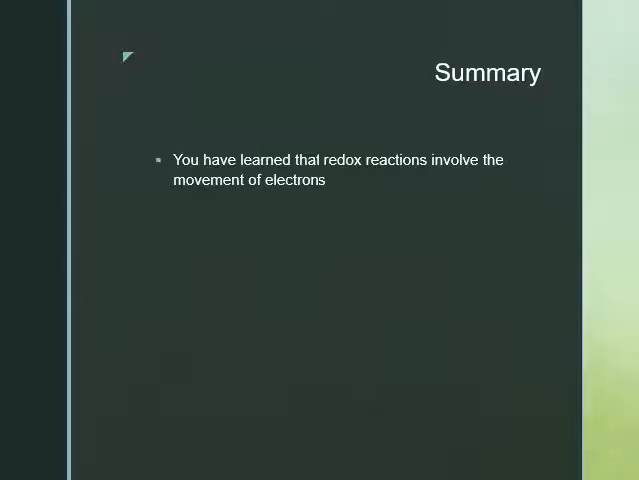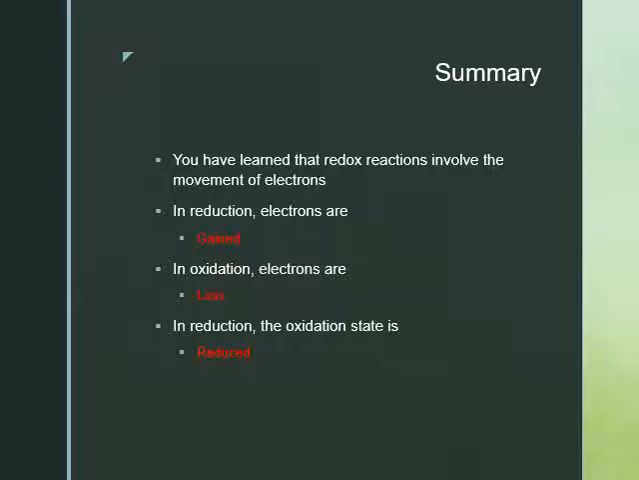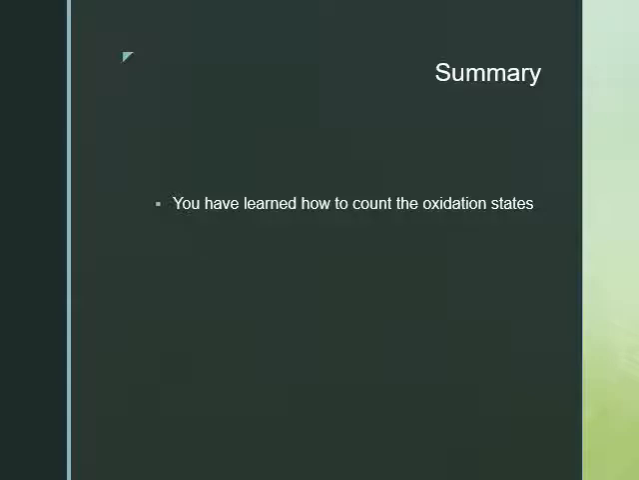So as summary, you have learned that redox reaction involves the movement of electrons. Reduction, electrons are gained. Oxidation, electrons are lost. So in reduction, since you gain electrons, therefore the oxidation state is reduced. In oxidation, since you lose electrons, the oxidation state is increased. You have learned how to count the oxidation state, so you can try for the following.